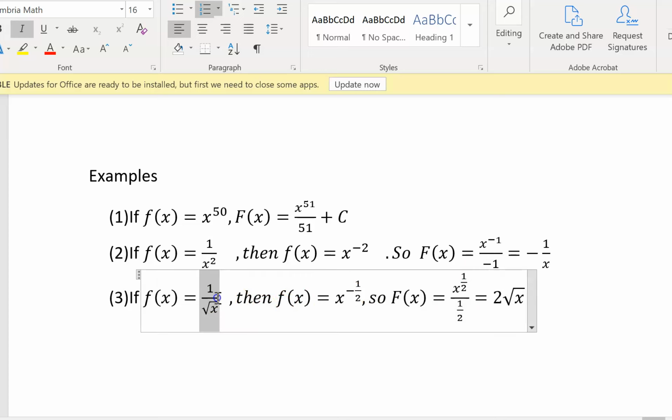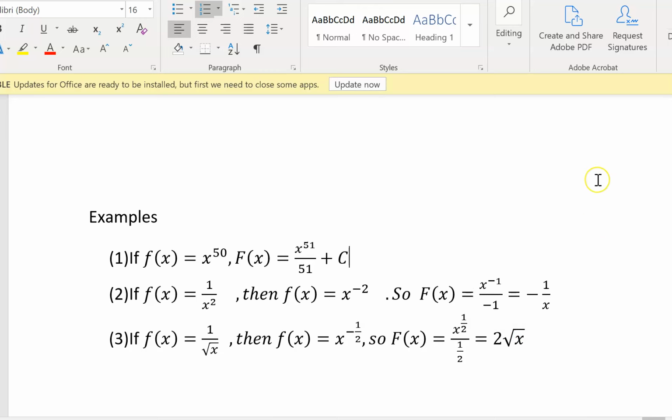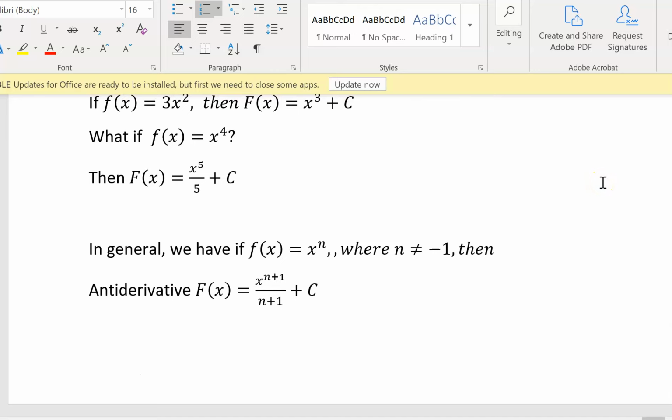Then for 1 over square root x, that's actually x to the negative 1 half. We add 1 to that and get positive 1 half, and you divide by positive 1 half. When you divide by that, the 2 goes to the front, and you get 2 square root x. So we can use the power rule, except there's one condition.